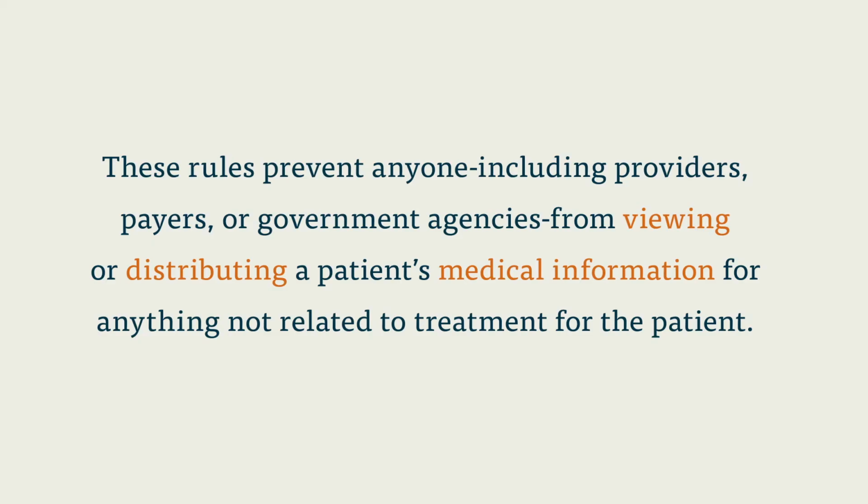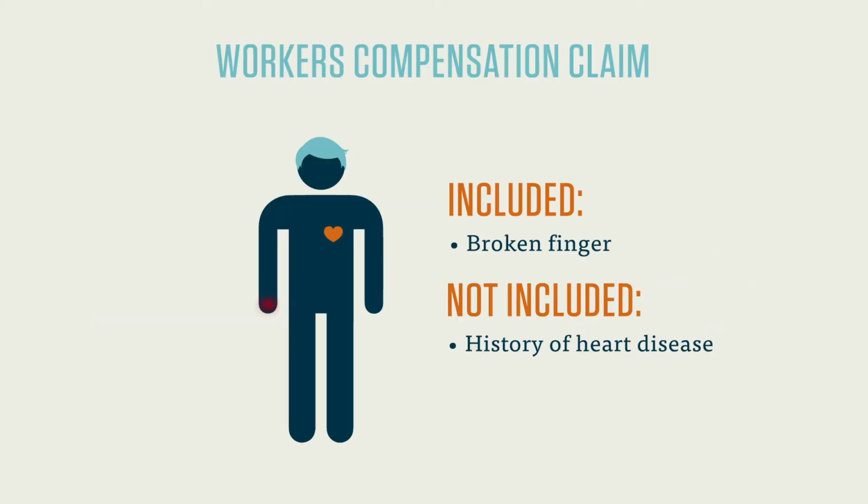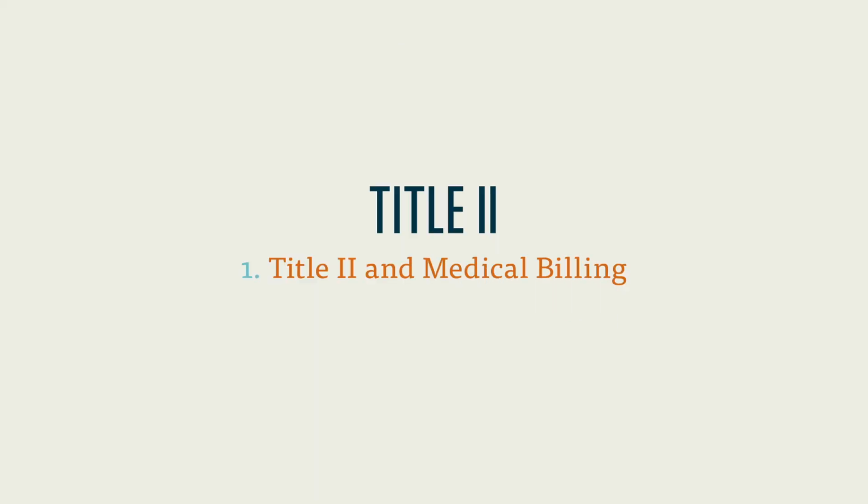Title 2 also established a set of rules limiting who can distribute your medical information and when. These rules give patients more control over their medical records, including who can access them and at what times. These rules prevent anyone, including providers, payers, or government agencies, from viewing or distributing a patient's medical information for anything not related to treatment for the patient. For instance, on a workers' compensation claim for a broken finger, a biller would not include the patient's history of heart disease.